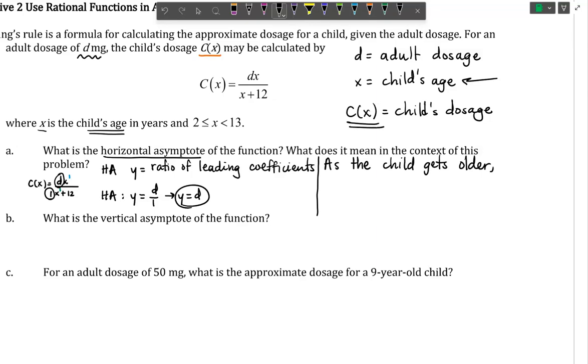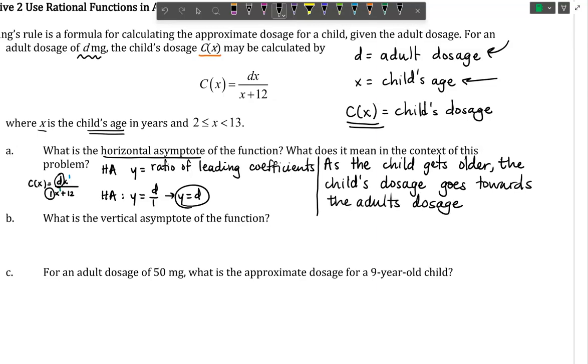Well, the function is the child's dosage. So instead of saying the function goes towards D, I'll say the child's dosage goes towards D, and D is the adult's dosage. So as the child gets older, the dosage that that child would take gets closer and closer to the dosage that the adult would take. And that makes sense because as you grow up, you no longer take the same smaller amount of medicine that you did when you were a child. You now take more medicine because you are bigger.